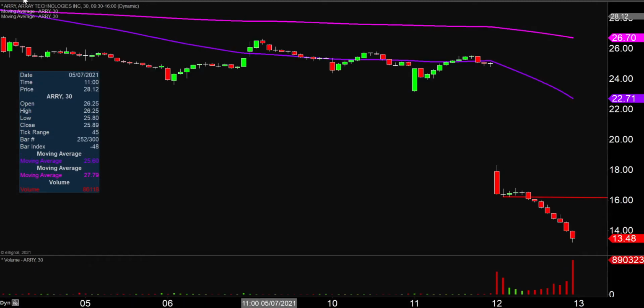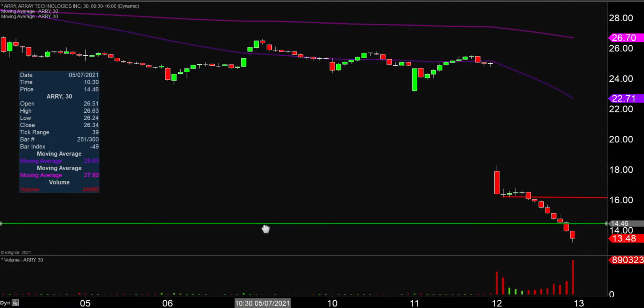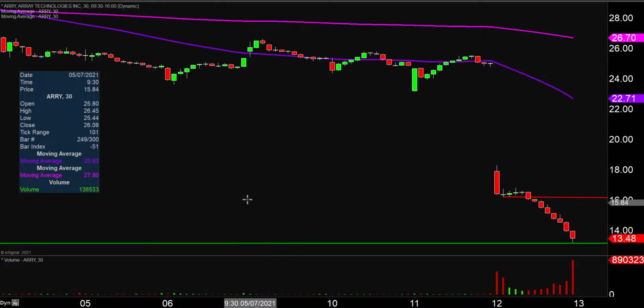And nothing fancy or complicated here other than the fact of, well, where did the bleeding stop today? And the bleeding stopped down there at $13.15. So keep an eye on that. But overall, yeah, absolutely crazy bearish day.